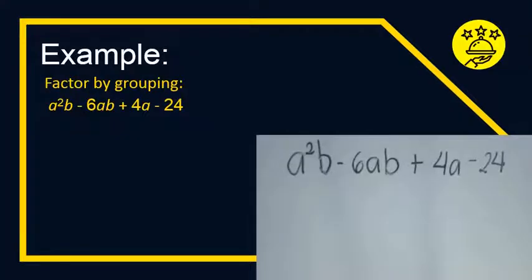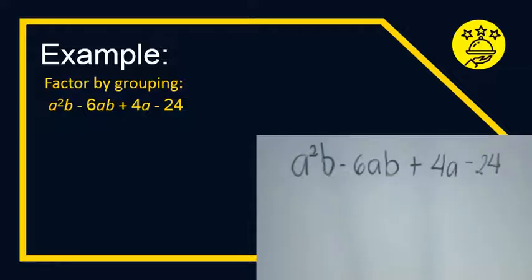Let us have another example. A squared b minus 6ab plus 4a minus 24. In this given example, we are going to use factoring by grouping because we are given 4 terms. First, we write the 4 terms so that the first 2 terms have a common factor and the last 2 terms have a common factor. So let us group.